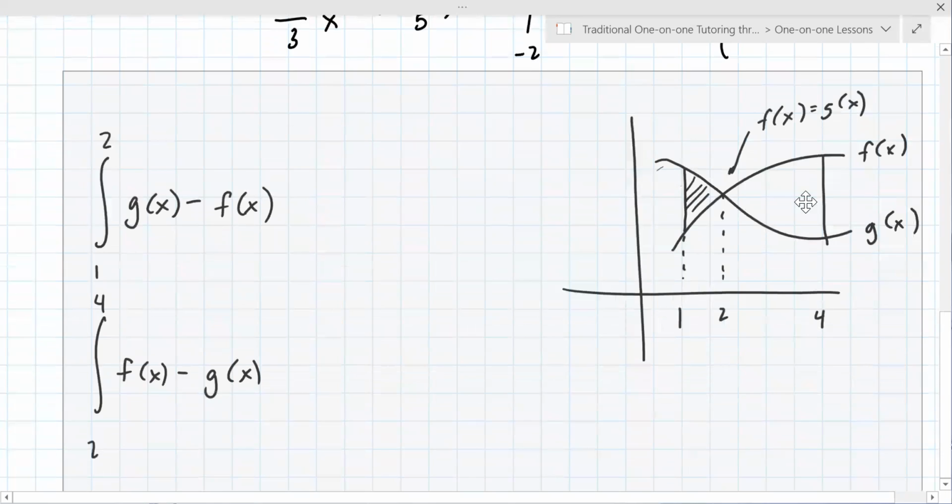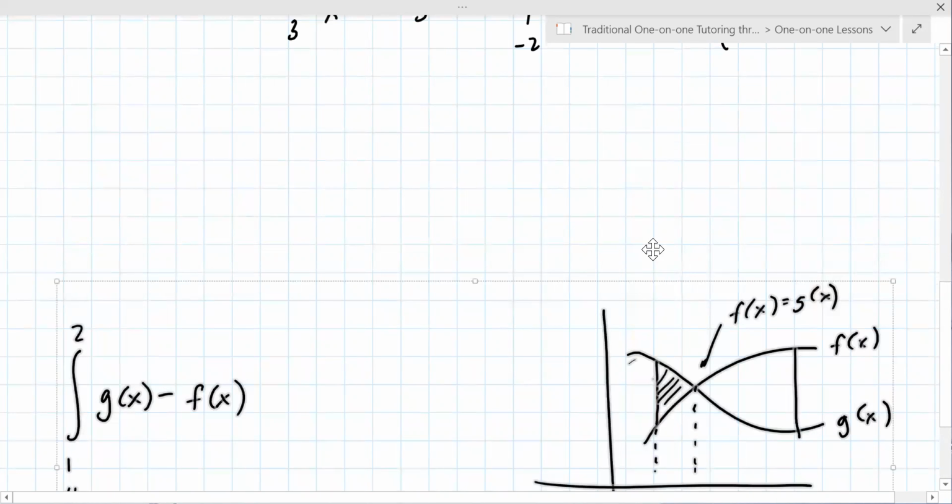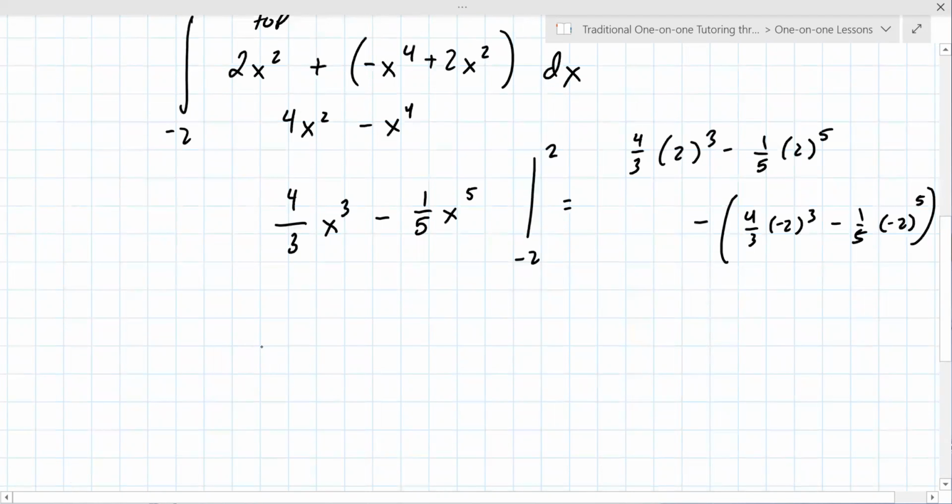You could go to your calculator if you're allowed to use it, but this becomes 4/3 times 8, so that's 32/3. And then 2 to the fifth is 32, so that's 32/5. And then inside here, this is -8, so it's -32/3, and then becomes +32/3. And then this one is -32, but with that negative becomes +32 over 5, but then it becomes -32 over 5.